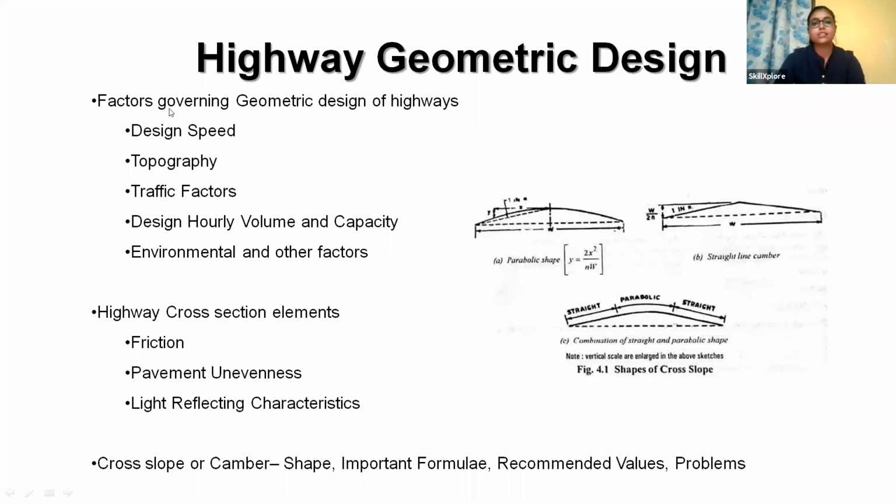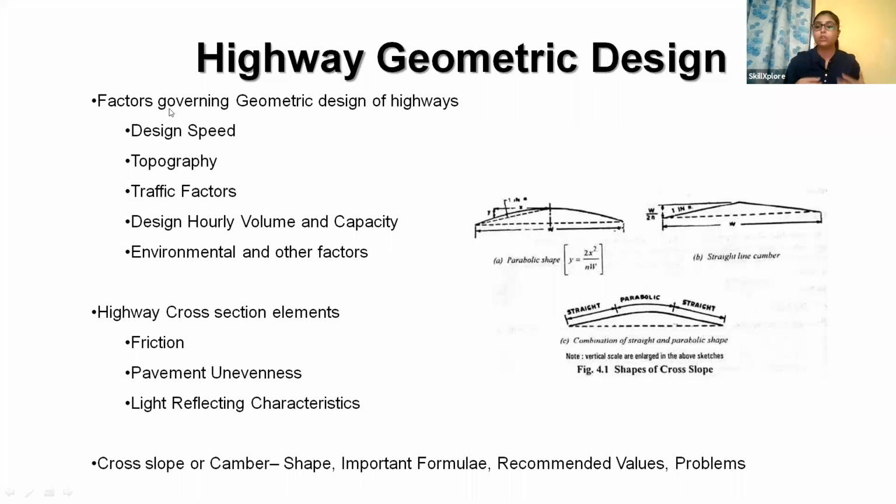And the second thing is highway cross-section elements. First thing is friction. We always expect our pavement to be as smooth as possible, right? But should the pavement be extremely smooth? What happens if the pavement is extremely smooth? That we have to study. And if extremely smooth, of course, the vehicles will skid and accidents will occur, right?